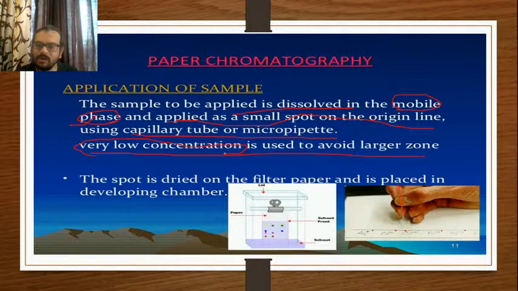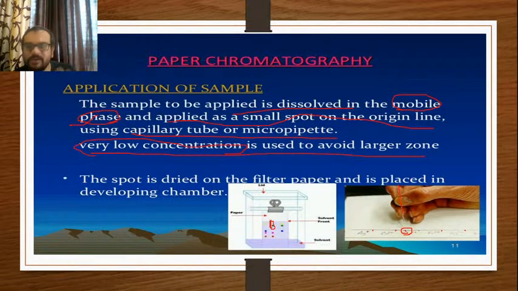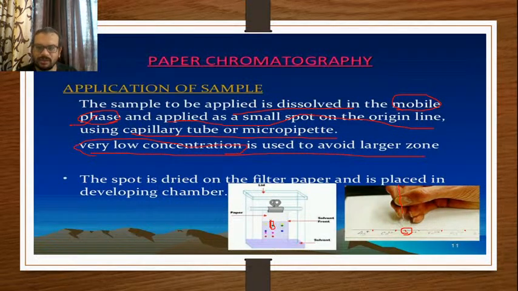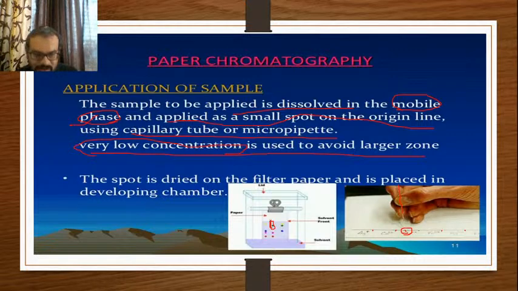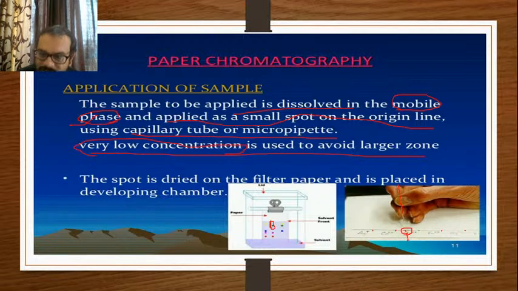And if a pure solution has been applied, it will produce a larger zone, and it becomes very difficult for us to identify and to quantify the zone. So to avoid the larger zone, you need to dilute the pure solution in an appropriate solvent so that you have a very low concentration at the application site itself.